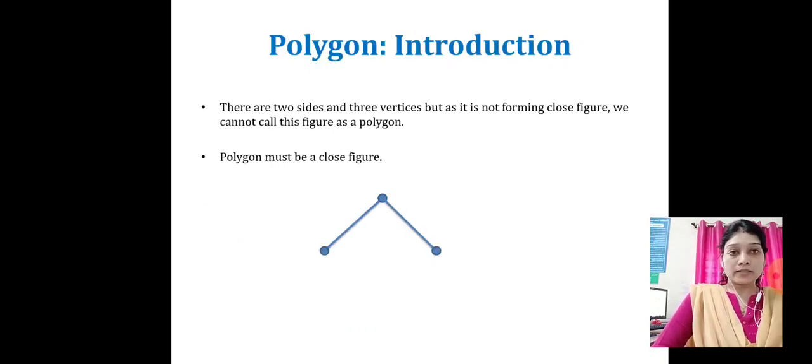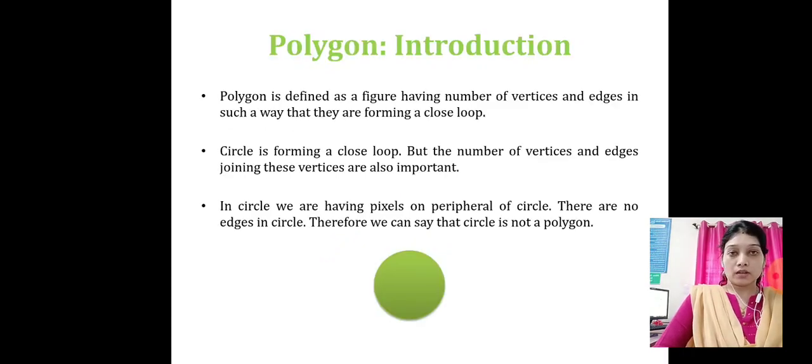In the figure below there are 2 sides and 3 vertices, but as it is not forming a closed figure, you can't say that this figure is a polygon. Why? Because it is not forming a closed figure. It has 2 sides and 3 vertices, but it is not closed. So a polygon must be a closed figure. This is the requirement for forming a polygon. In this we can say a minimum of 3 vertices and 3 edges are required, right. So the triangle is the polygon which has 3 vertices and 3 edges.